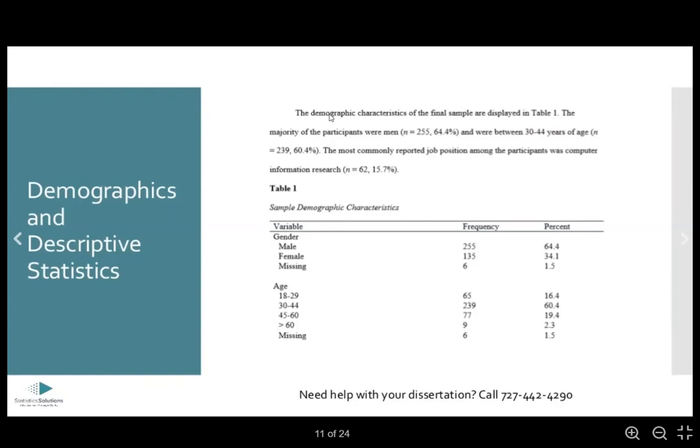And here you'll notice that these are both categorical variables. So we've got gender, we have two levels of gender, male and female, and then we have age, and we've got four levels of age looking at these different categories. And since these are categorical variables, we're going to be reporting frequency and percent. Now, I know earlier I said that age can be a continuous variable, and it can, but just want to note that in this case, it's categorical because rather than reporting specific numbers that can be plotted on the number line, we're looking at these age groups. So that's why it's categorical.